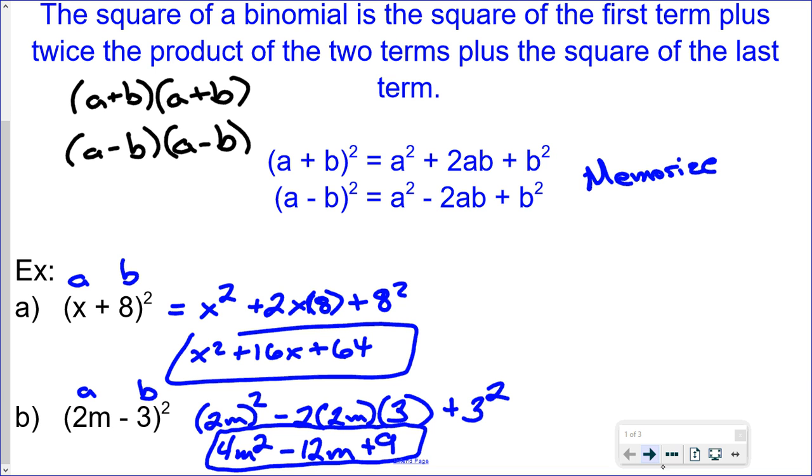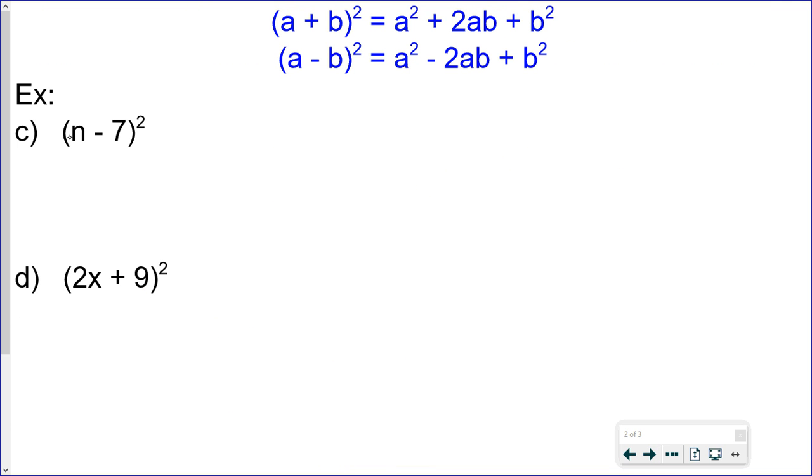Let's look at a couple more examples. Here's my a term, here's my b term. This time I'm going to show less work, to show, if you're comfortable with this, how quick this can go. I'm going to do a squared, so that's n squared, minus 2 times a times b, so that's 2 times n times 7, which is 14n, then plus 7 times 7 is 49. And that's your answer.